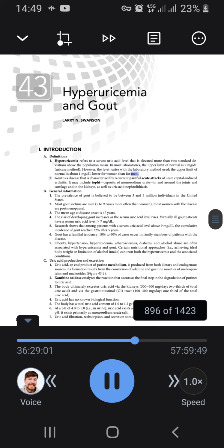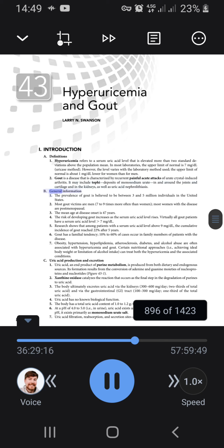2. Gout is a disease that is characterized by recurrent painful acute attacks of uric crystal-induced arthritis. It may include tophi, deposits of monosodium urate, in and around the joints and cartilage and in the kidneys, as well as uric acid nephrolithiasis.